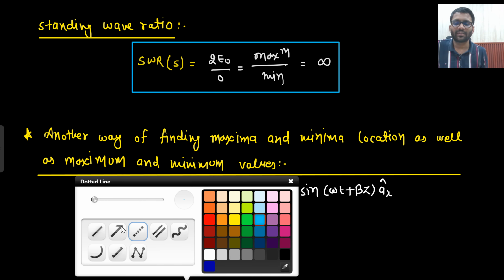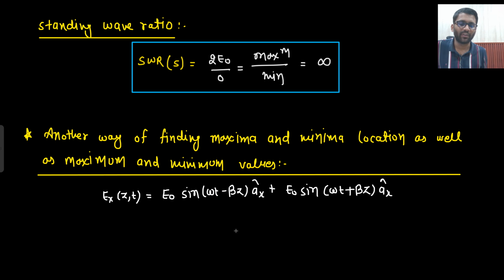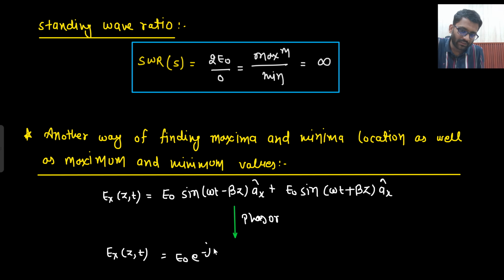Now what is the best tool you have studied in EM wave? When we started studying Maxwell equation, which is the best tool we studied in the third lecture? Phasors. So I am going to take the phasor representation of this particular waveform. So what I will get? E0 e to the power minus j beta z Ax cap plus E0 e to the power j beta z Ax cap.